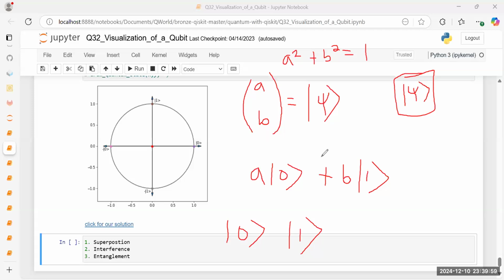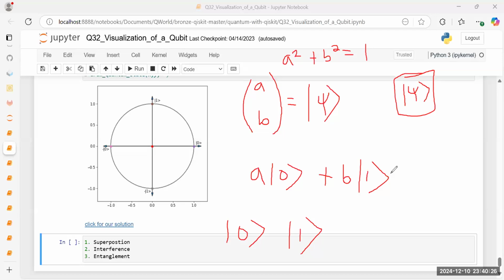Okay, so because of A and B here, the space for the different possible values we can store in a single qubit is practically infinite. Sorry, it is theoretically infinite.